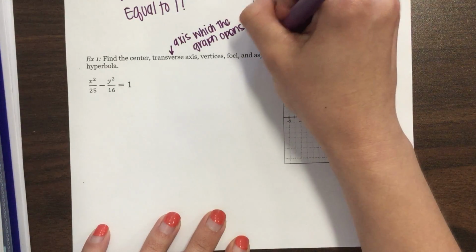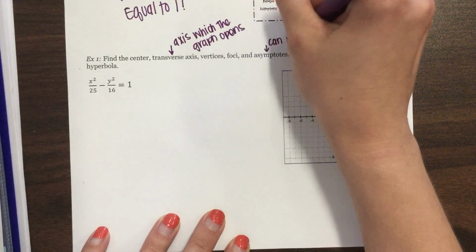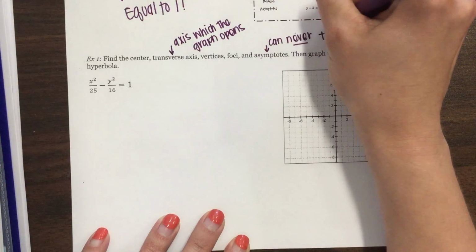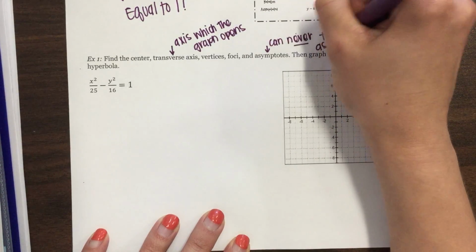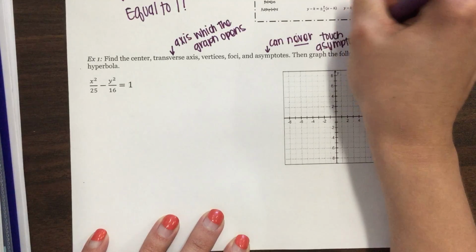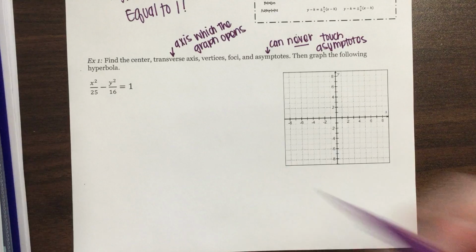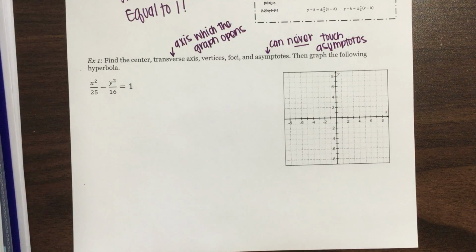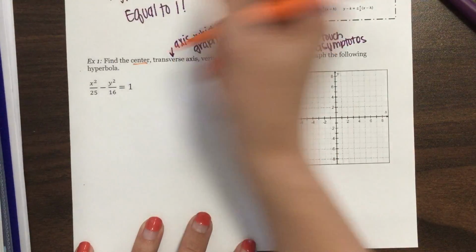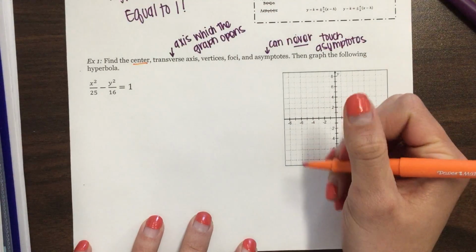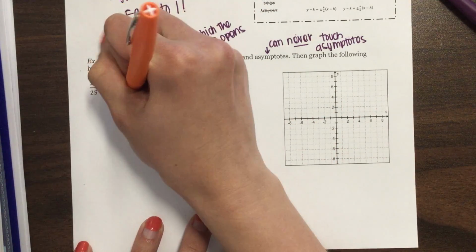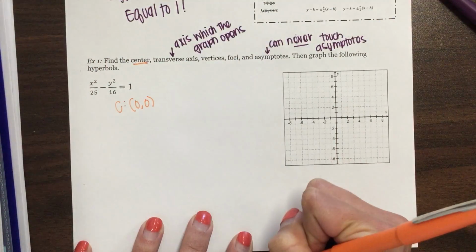Remember, you can never touch asymptotes. It's kind of like the directrix on parabolas. Asymptotes you can never touch, but asymptotes guide the graph, so it tells you where to go. And then we're going to graph this hyperbola. So first things first, let's find our center. We don't have any pluses or minuses with my x or my y, so the center here is at 0, 0.